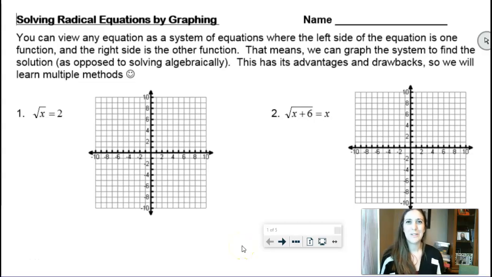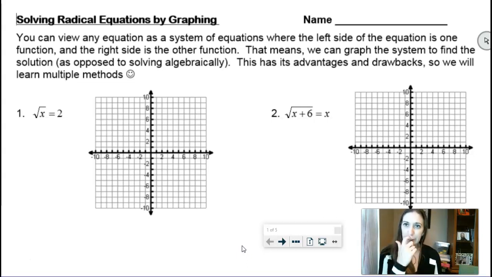Algebra 2 friends, we are back, and this is the last lesson in our nonlinear unit. We're going to move on to quadratics after this, and we're going to be solving radical equations by graphing. I would like to show you how to do them by hand in case that's necessary for you, but also how to use technology for help. I don't necessarily know that one's easier than the other. It's kind of personal preference.